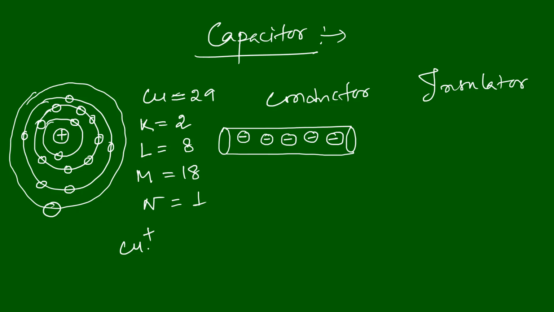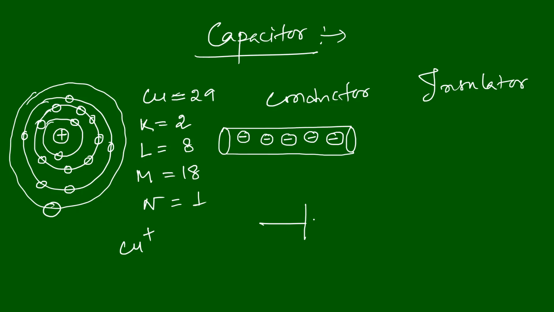In the current electricity chapter, we'll discuss two kinds of current. One is electronic current and the other is conventional current. Let me tell you about that.